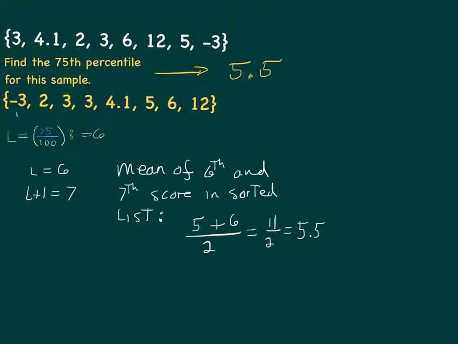Just for your own reference, the book has a really good visualization of the process for finding the percentile score for a sample. It's on page 116 in the book. I recommend that you take a look. It's a nice way to visualize it.